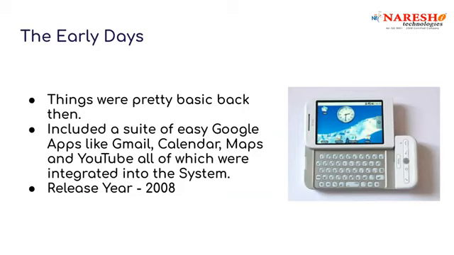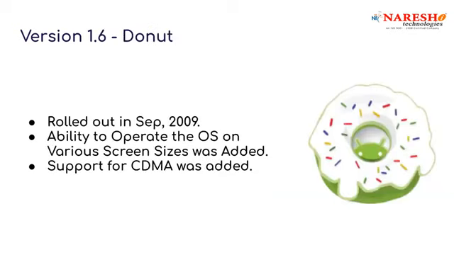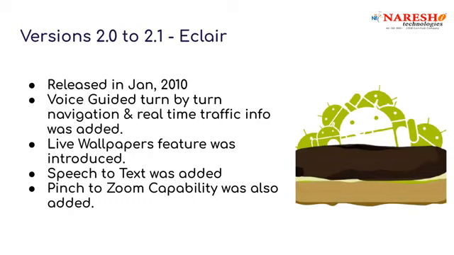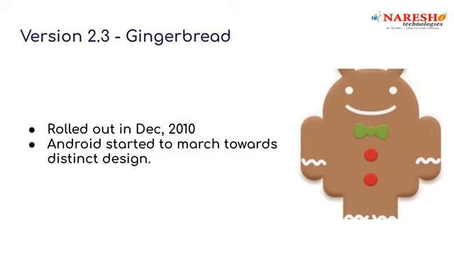In the early days, things were pretty basic, as I told you earlier. Apps like Gmail, Calendar, Maps, and YouTube were integrated. After that, Cupcake got released in 2009. Donut got released in the same year. Eclair was in 2010. Froyo was in 2010 again, in May. Gingerbread was released in December 2010. And from Gingerbread, the design of the UI started to take off in Android, I would say.